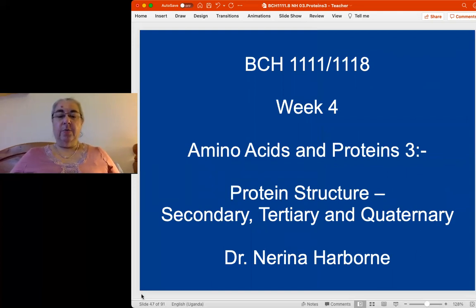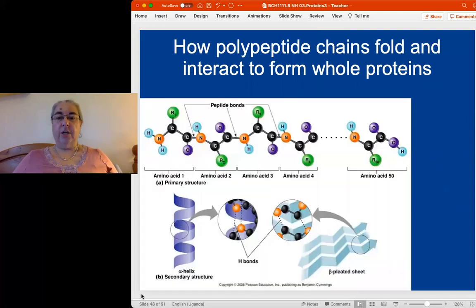I'm now going to move on to thinking about the higher levels of protein structure. That was primary structure. Now we're going to be thinking about secondary, tertiary, and quaternary protein structure. So back to this diagram, which I keep showing you. So here is our primary structure, which we've just talked about. So the first higher level is secondary structure. And there are a number of different types of secondary structure, and I'll be talking about a couple of them which are illustrated here: alpha helix and beta pleated sheet.